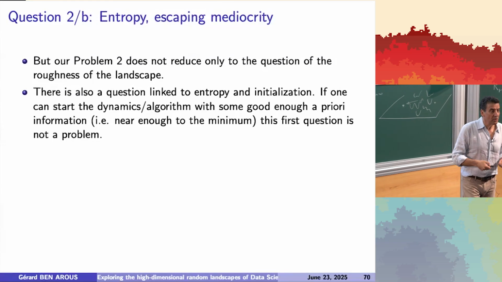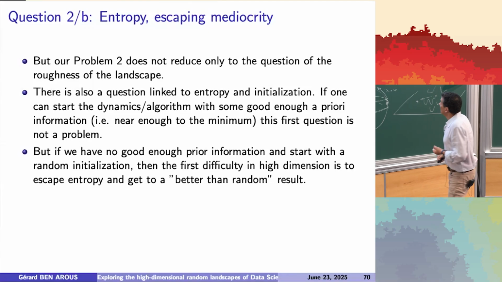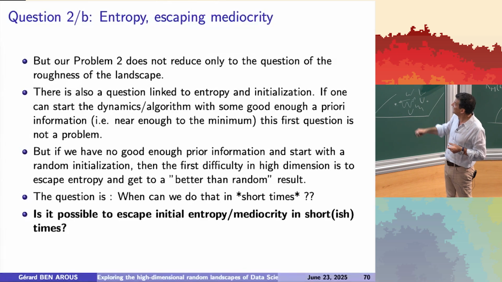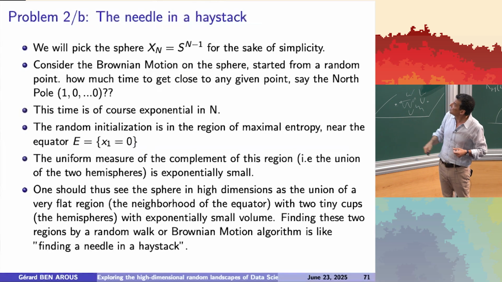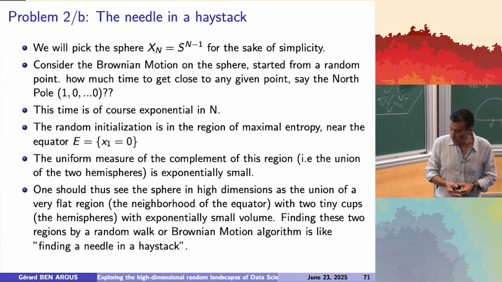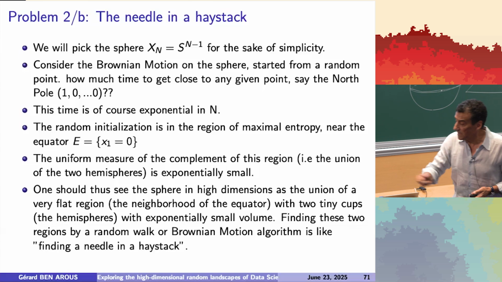So, let's go back to this question of how do you escape mediocrity, this story I'm saying here. Okay, so all that was, is it possible, let me come to this. Is it possible to escape the initial entropy in short time? That's the real question. So here, let me explain this in a simpler model, right? Not the tensor PCA, something that everybody can do.